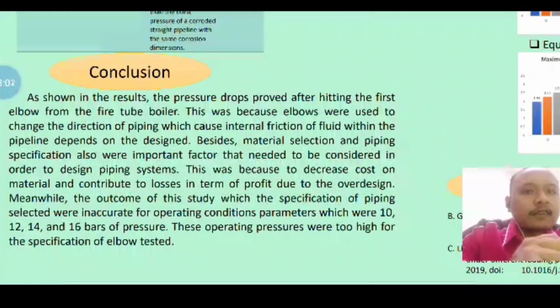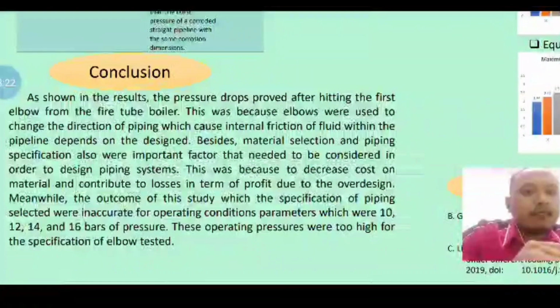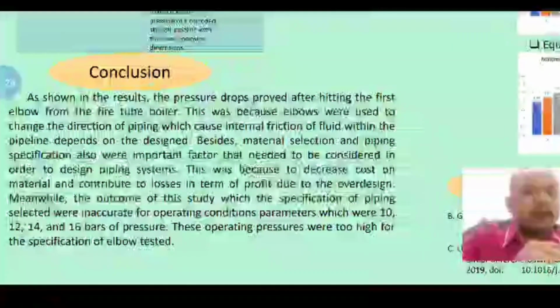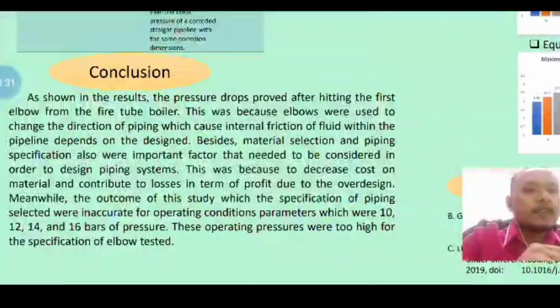Lastly, as a conclusion, the pressure drop was proven after hitting the first elbow from the fire tube boiler. This is because elbows are used to change the direction of piping, which causes internal friction of fluid within the pipeline, depending on the design. Besides, material selection and piping specification are also important factors that need to be considered in order to design a piping system. This is because of the need to decrease material cost and avoid losses in profit due to over-design.